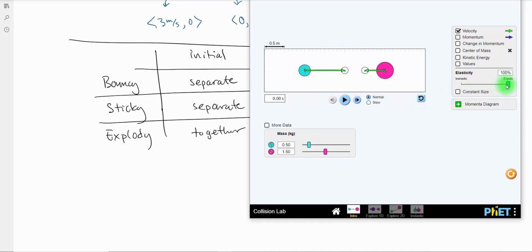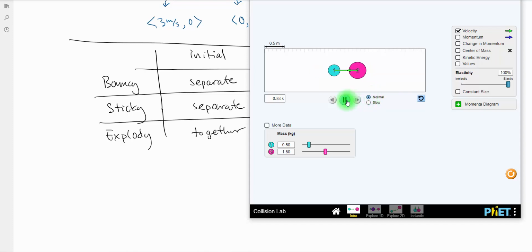If I were to turn it from elastic down to completely inelastic, when they collide, they stick together. Somewhere in between, they can bounce apart, but they don't bounce apart as well. They kind of go slowly. And anything that's not perfectly elastic, we call inelastic. But there are really three types of collisions you can have here.